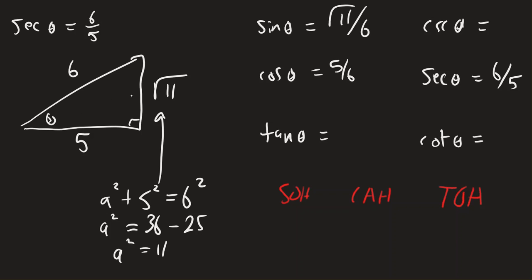For tangent, I'm going to do opposite over adjacent. Opposite is square root of 11 and adjacent is 5. Cosecant's the reciprocal of sine, so if I flip this over, you wouldn't want to leave your answer like that because that is not rationalized.